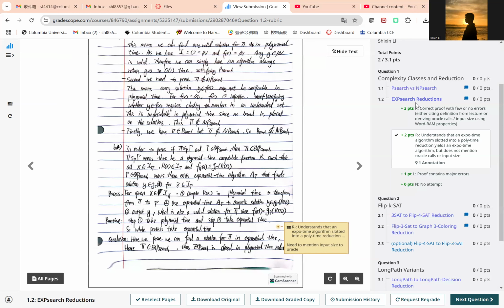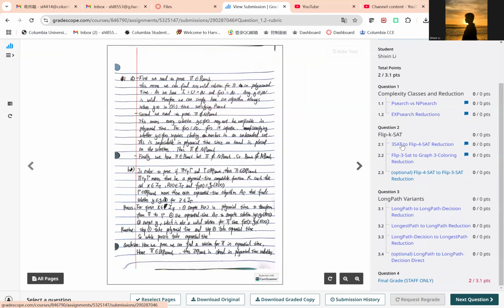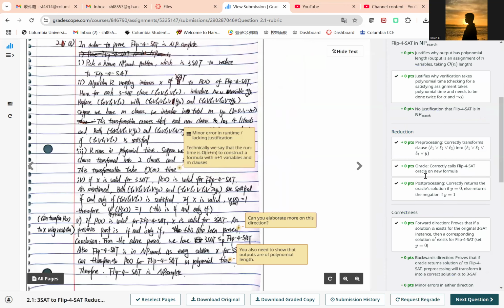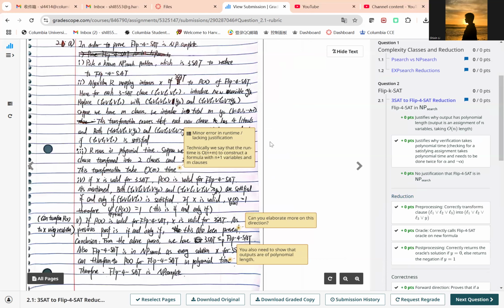And the next part is the 3SAT to flip 4SAT reduction. I made some mistakes here. The first is that I said the transformation takes time O(m). This is not correct. The correct answer should be O(n + m).